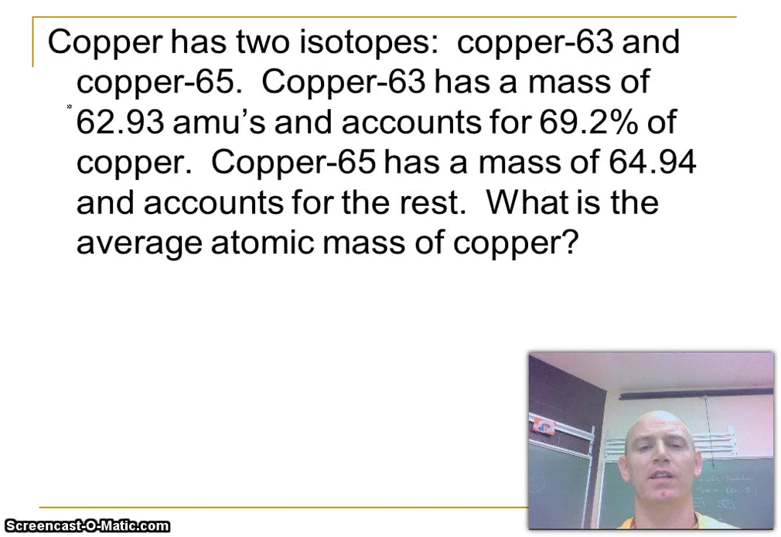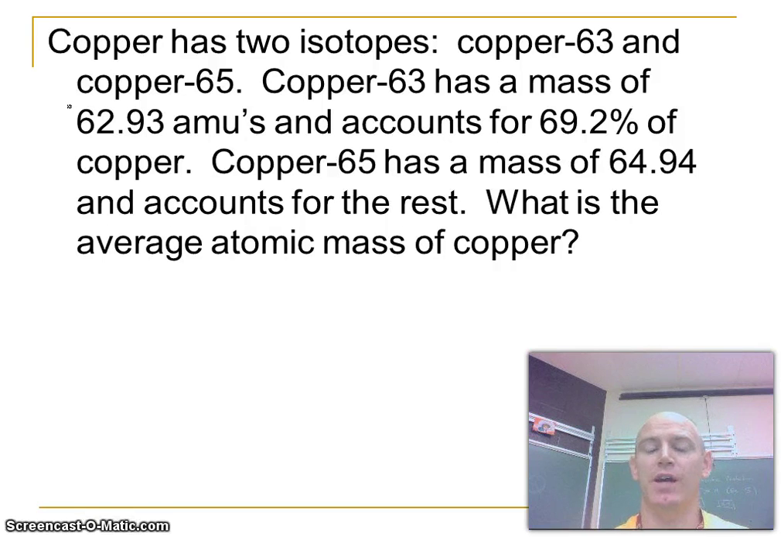Let's try one that's a little bit more involved here. Copper has two isotopes, copper 63 and copper 65. Copper 63 has a mass of 62.93 AMUs and accounts for 69.2% of copper. Copper 65 has a mass of 64.94 AMUs and accounts for the rest. What is the average atomic mass of copper?